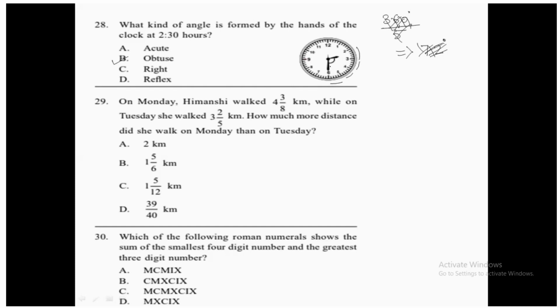Okay, now let's move to the next question, which is question number 29. Now question number 29 is saying that on Monday, Himanshi walked 4 whole 3 by 8 kilometers, while on Tuesday, she walked 3 whole 2 by 5 kilometers. Now, how much more distance did she walk on Monday than on Tuesday? Okay, we need to find it. So what will we do to find that? Now on Monday, Himanshi walked 4 whole 3 by 8. Okay, let's solve it and see what we are getting.